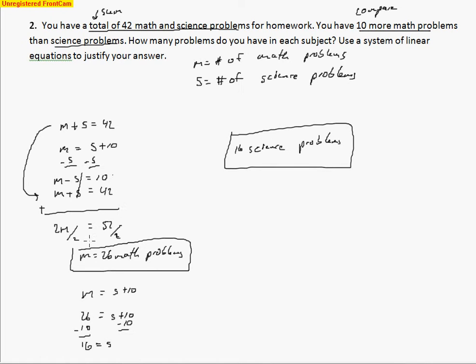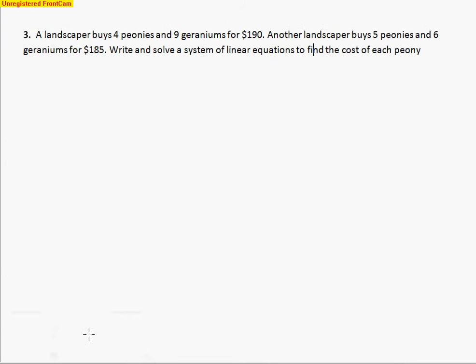So let's move on to the last type here. The last example, it says that a landscaper buys 4 peonies and 9 geraniums for $190. And another landscaper buys 5 peonies and 6 geraniums for $185. Write and solve the system to find the cost of each peony. So we're just trying to find the cost of a peony, and we'll start off with an equation.